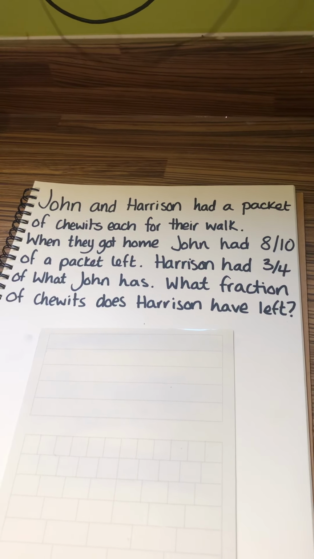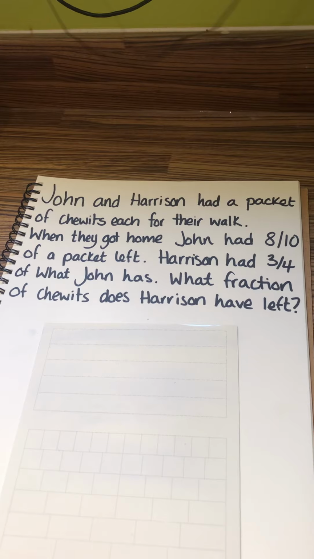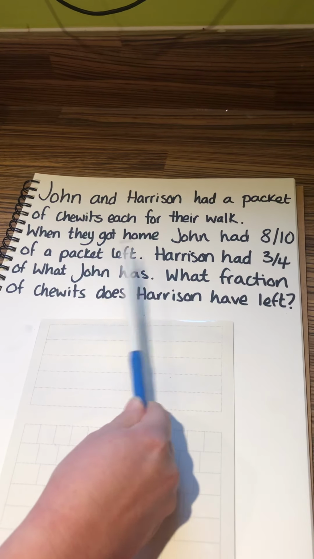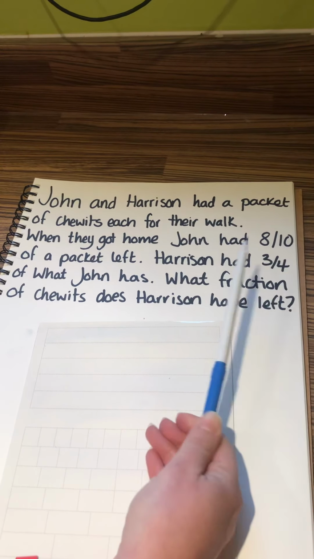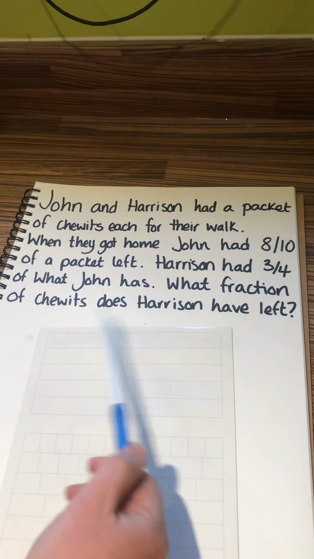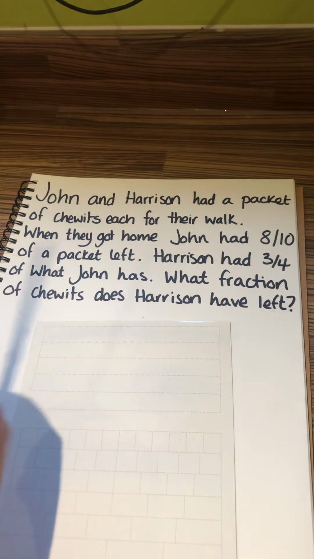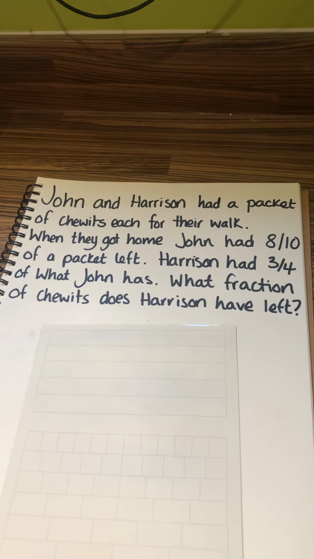John and Harrison had a packet of Chewits each for their walk. When they got home, John had 8/10 of a packet left and Harrison had 3/4 of what John has. So what fraction of Chewits does Harrison have left? Let's do this together. So what do we already know?